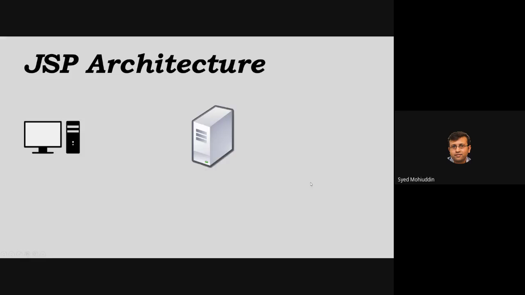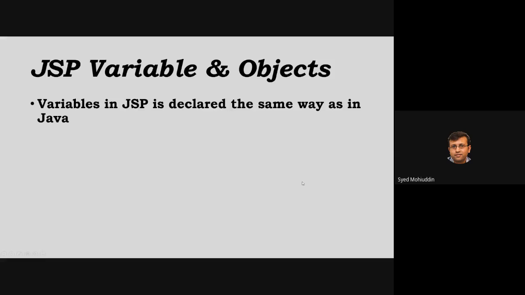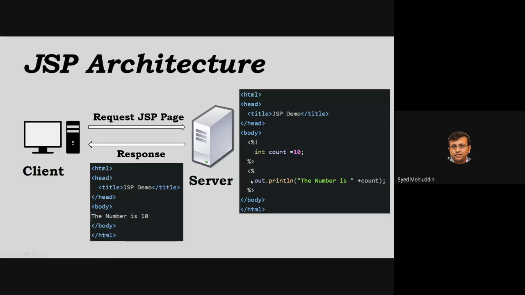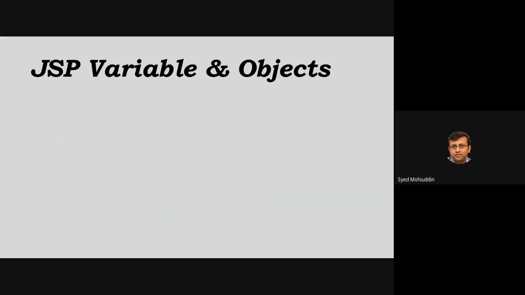Now, in yesterday's class, we have seen this architecture, how JSP works, how when the client sends a request, it is processed, and the JSP is converted into a Java servlet, and the output is sent back to the client as a response. Now we will move further. In the next part, we will talk about the variables and several objects that can be used in JSP or Java Server Pages.